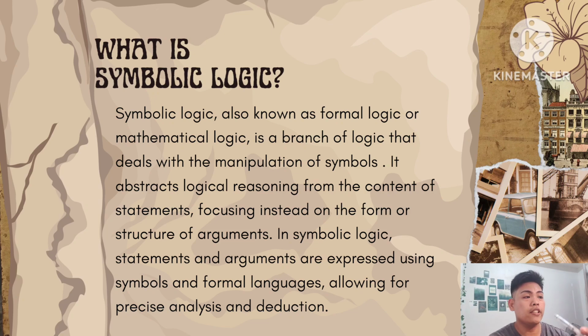Symbolic logic, also known as formal logic or mathematical logic, is a branch of logic that deals with the manipulation of symbols. It abstracts logical reasoning from the content of statements, focusing instead on the form or structure of arguments. In symbolic logic, statements and arguments are expressed using symbols and formal languages, allowing for precise analysis and deduction.